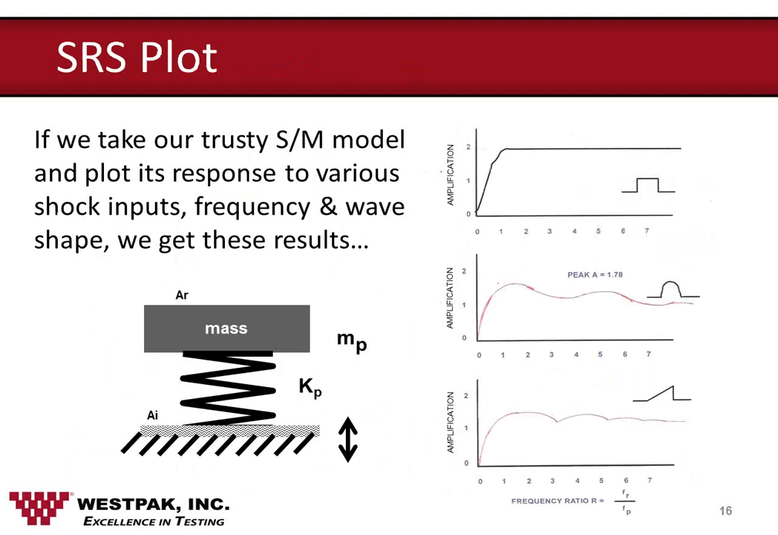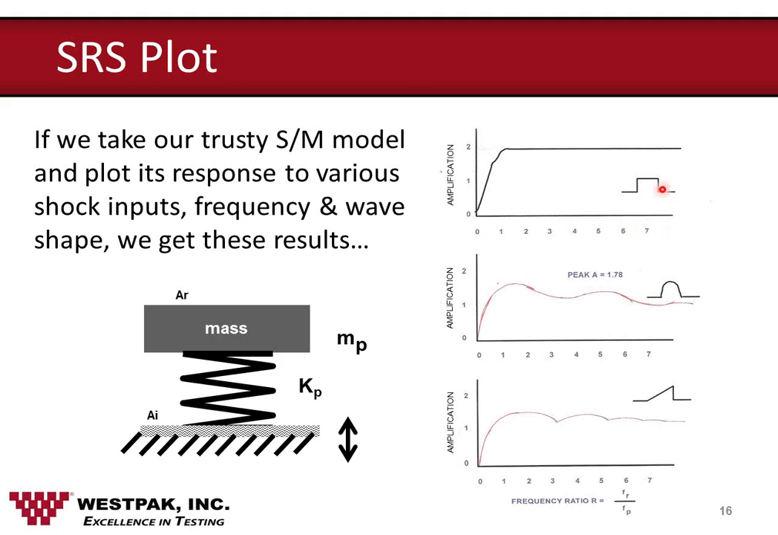If we plot the response of our spring mass system to the various types of wave shapes that we have described previously, we will see the following. Notice that these plots show the amplitude of the response on the vertical axis versus the frequency response over input ratio on the horizontal axis. These are typical formats for shock response spectrum.